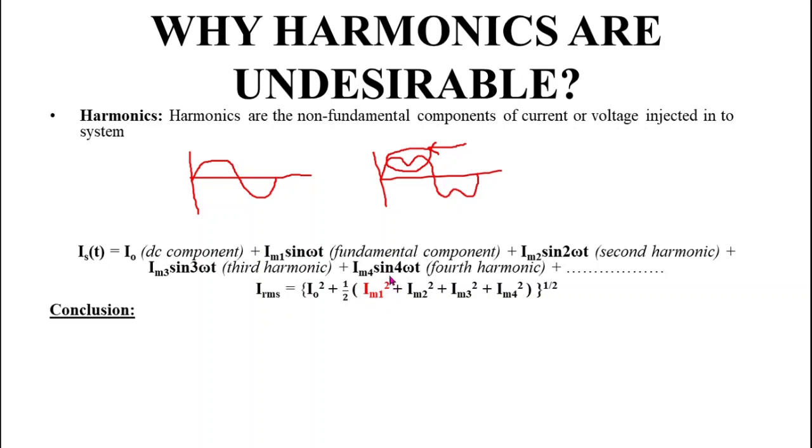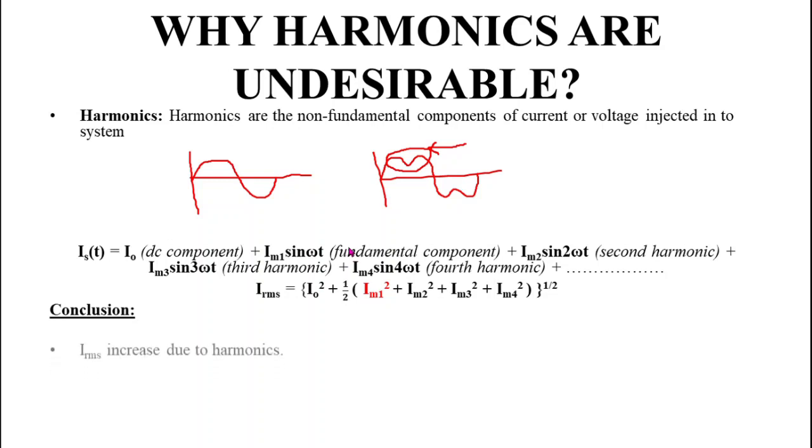Only this Im1 by root 2 is the desirable component. But what I get as IRMS is equal to this expression. So this expression clearly shows that my RMS value is greater than this Im1 by root 2, that is the RMS value of this fundamental component. So we can conclude from this that RMS value increases due to harmonics.